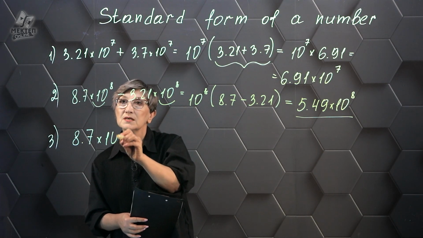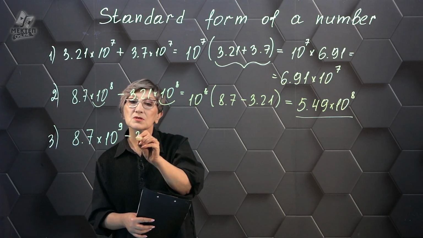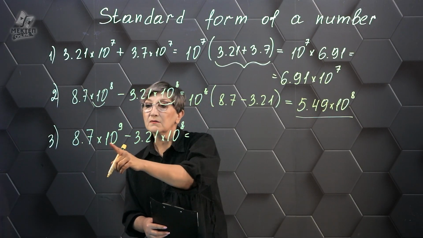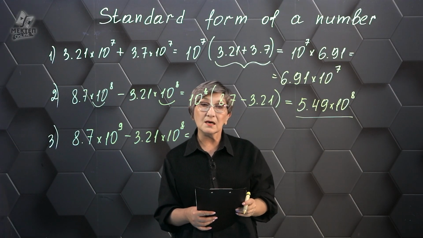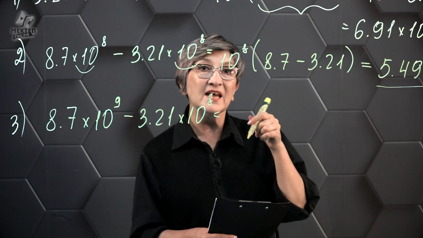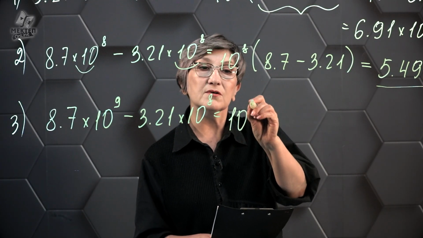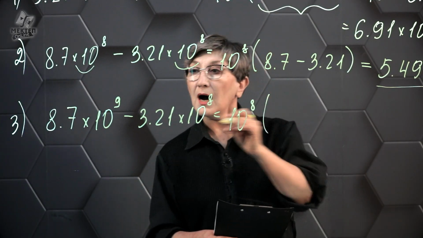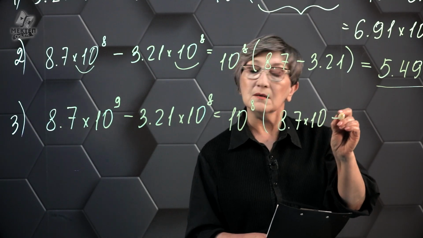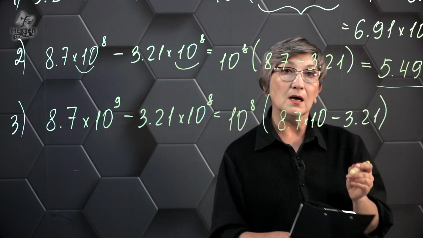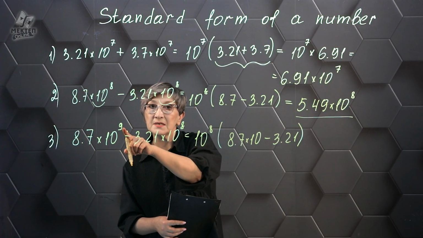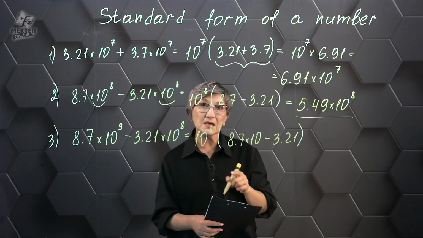If I take 8.7 multiplied by 10 to the power of 9 minus 3.21 times 10 to the power of 8. As you can see, in this case the powers of 10 are different. So, we need to factor out 10 to the lowest power. So, I will factor out 10 to the power of 8 and write the rest in brackets. The expression is 8.7 times 10 minus 3.21. Pay attention to the fact that in the first term, the 10 had an exponent of 9, but in front of the brackets we wrote 10 to the power of 8.